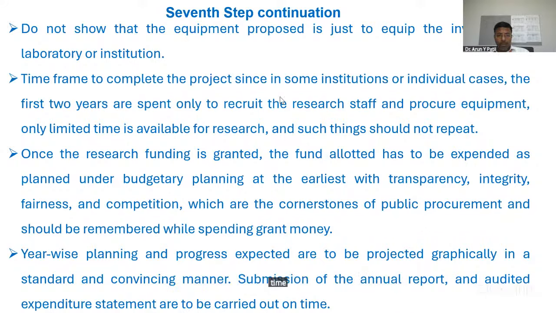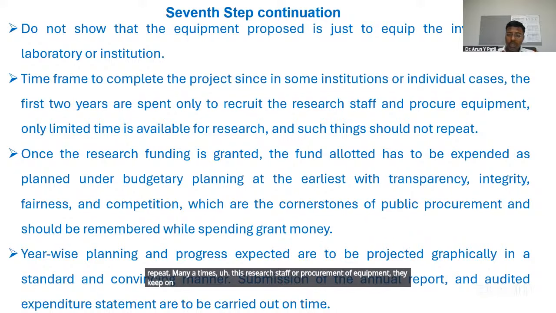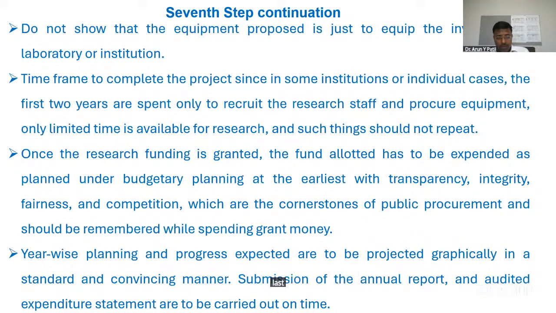Time frame to complete the project: in some institutions or individual cases, the first 2 years are spent only to recruit the research staff and procure equipment. Only limited time is available for research, and such things should not repeat. Many a times, they keep on pushing the research staff or procurement of equipment till the last year. But having said that, last year such things are not a concern, especially for funding agencies.